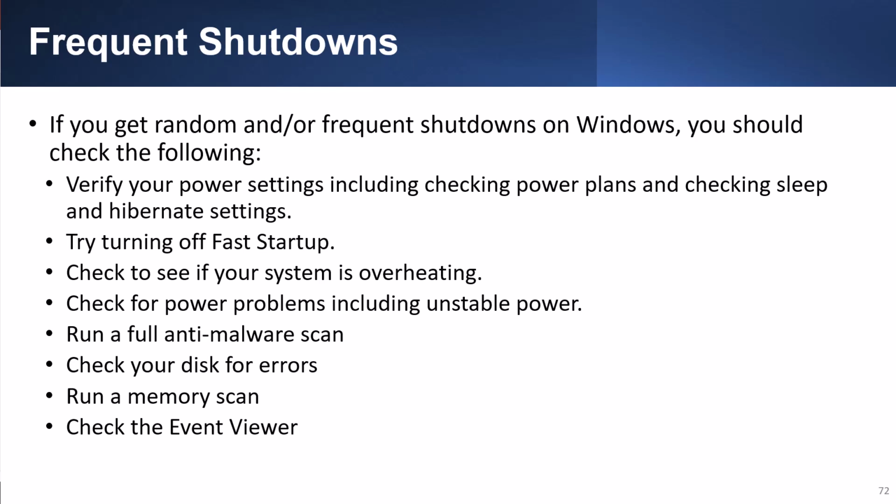If you get random or frequent shutdowns on Windows, you should check the following. Verify your power settings, including checking power plans and checking sleep and hibernate settings. Try turning off fast startup. Check to see if your system is overheating. Check for power problems, including unstable power. Run a full anti-malware scan. Check your disk for errors. Run a memory scan, and check the Event Viewer.